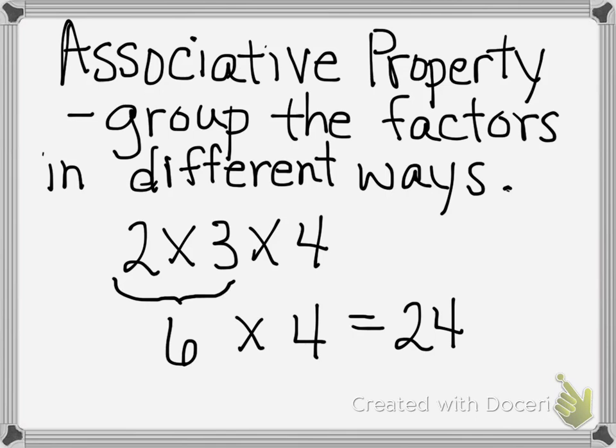The next property that I am showing is the associative property. The associative property shows that I can group the factors in different ways. If I have the equation 2 times 3 times 4, I can multiply the first 2 factors, 2 and 3, to get the product of 6. I will then multiply by the third factor, 4, to get the product 24.